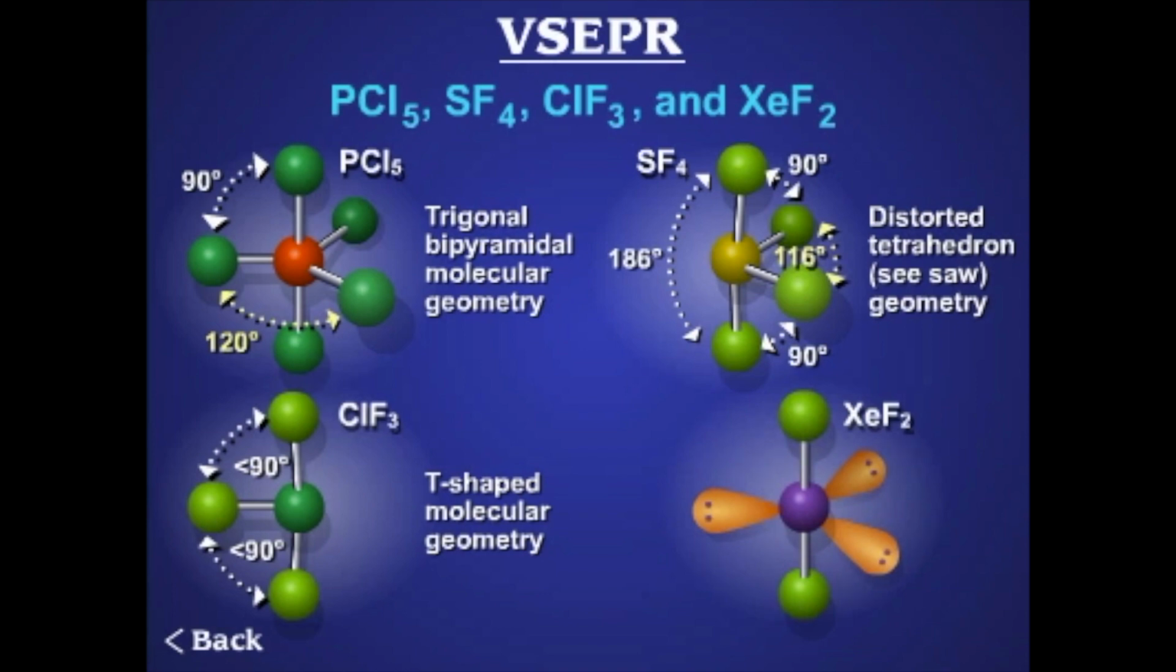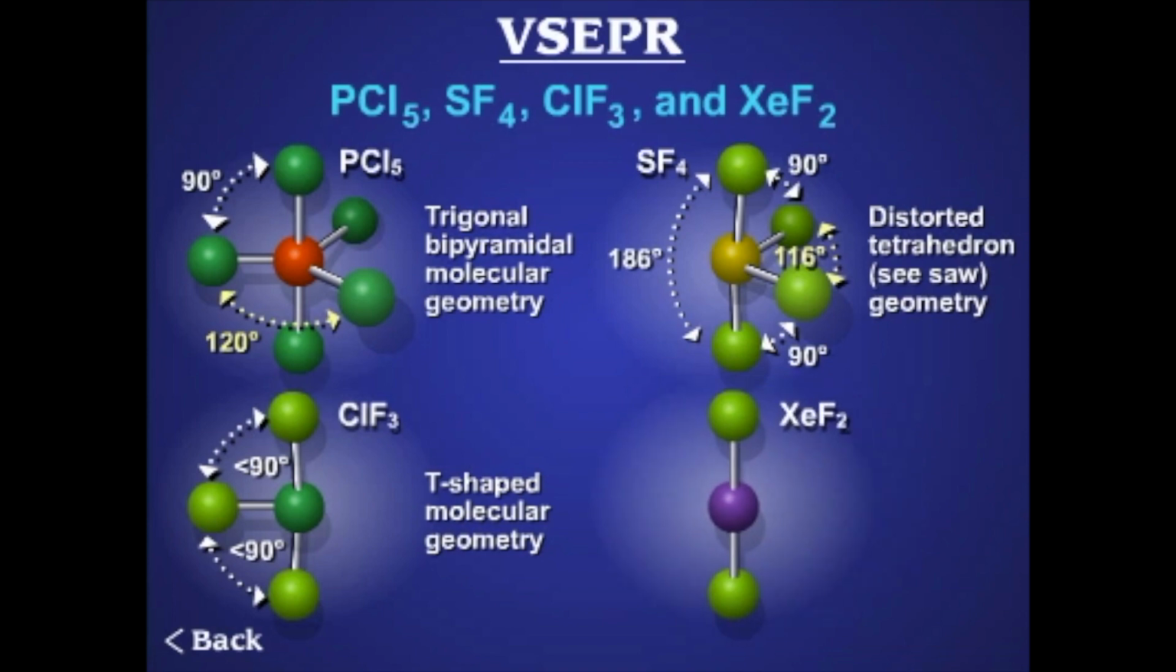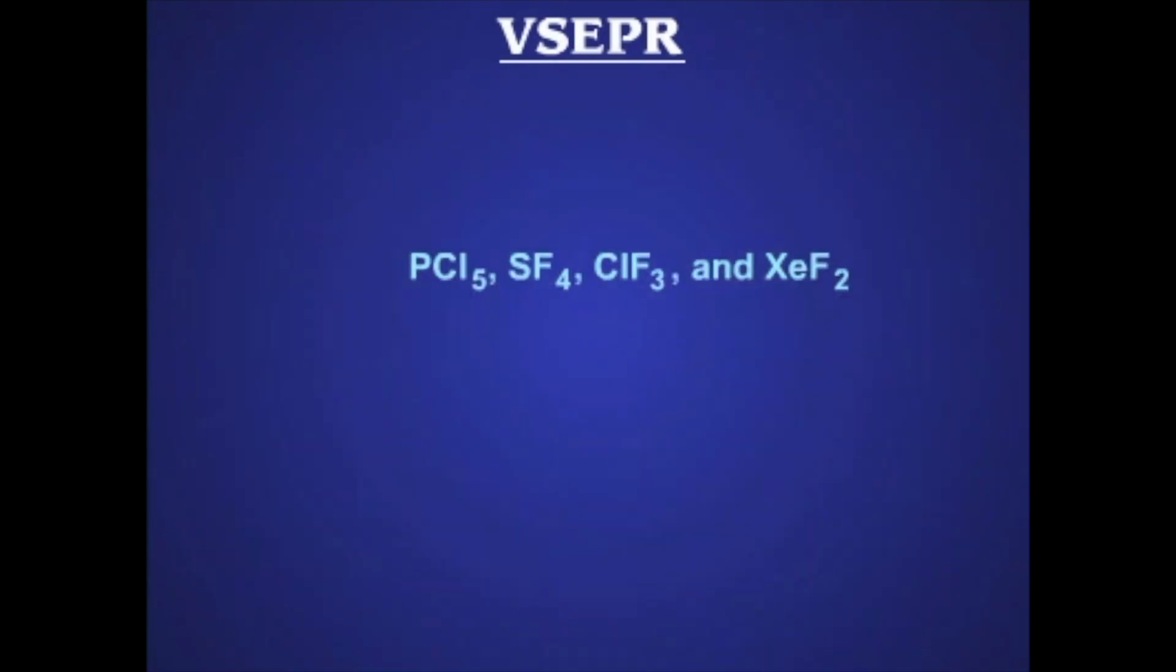In XeF2, there are 2 bonding pairs and 3 lone pairs. The lone pairs occupy the 3 equatorial positions. The molecular geometry, that is, the arrangement of the xenon and the 2 fluorine atoms, is linear. The fluorine-xenon-fluorine bond angle is 180 degrees.